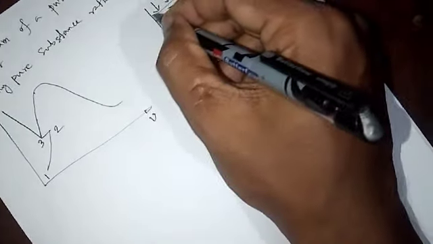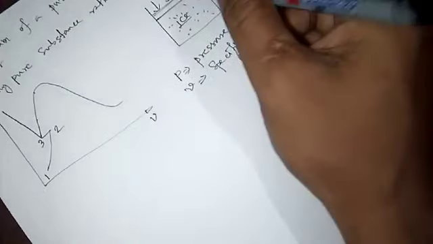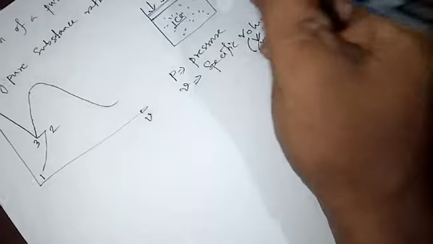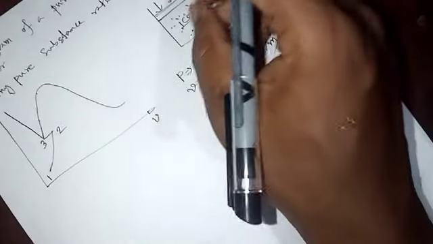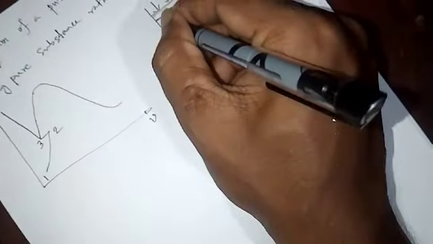So this is a container which contains ice whose temperature is minus 10 degrees centigrade, and this system is in equilibrium with its surrounding. Suppose the outside pressure is 1 atm. As the system is in equilibrium, the inside pressure of the system will also be 1 atm.